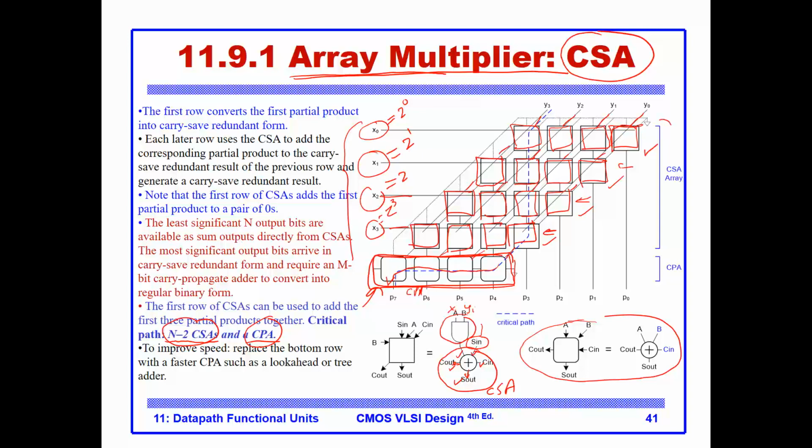The reality is that you can optimize the very first 3 rows into just a single row, because there are no sums coming from the top here, or carries from the adjacent, so you can squash them into just one layer after certain optimization. So the optimized design typically requires n minus 2 carry save adders and one carry propagate adder. Okay, all right.